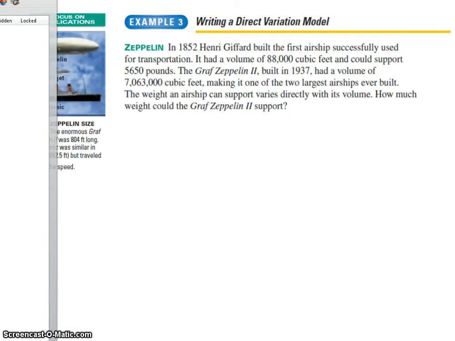Okay, in example 3, we're going to write a direct variation model using a story problem. So it's a little bit tougher, but bear with me. In 1852, Henry Gifford built the first airship successfully used for transportation. It had a volume of 88,000 cubic feet and could support 5,650 pounds. The Graf Zeppelin II, built in 1937, had a volume of 7,063,000 cubic feet, making it one of the 2 largest airships ever built.